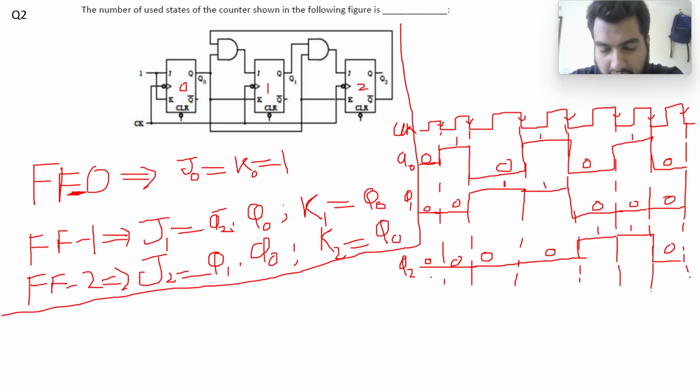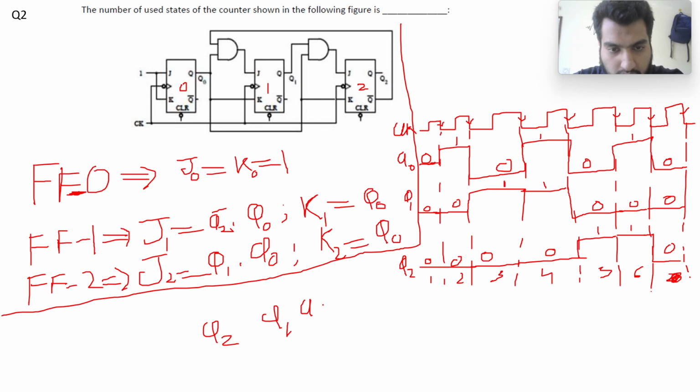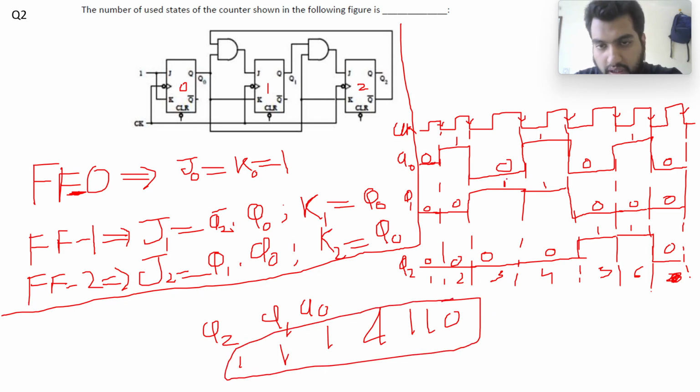So the number of states are 1 2 3 4 5 6 7. So this is again repetition, so there are only 6. So out of the 8 states we are using only 6 states. So in terms of Q2, Q1, Q0, 1 1 1 and 1 1 0 are unused, and all other are used, as you can see from here: 0 0 0, 0 0 1, 0 1 0, 0 1 1, 1 0 0, 1 0 1, and again 0 0 0. So the number of used states shown in this counter is 6.